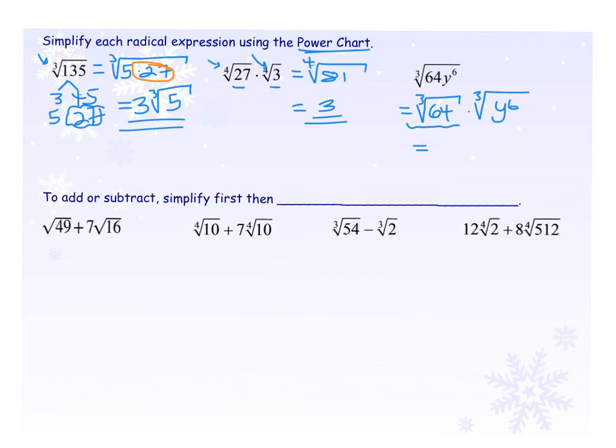It's 4. And now with the cubed root of y to the 6th, think about your a to the m over n definition. That was from lesson 6.1. This means your base is y. The m value is the power on the inside, so the m is the 6. The n is the index, which is 3. We can reduce 6 over 3 to equal 2. Our final answer then is 4y squared.